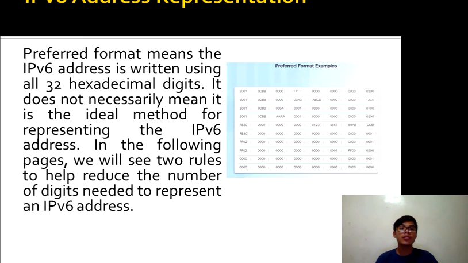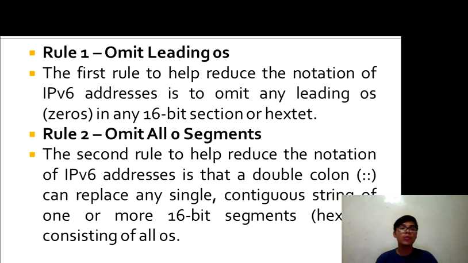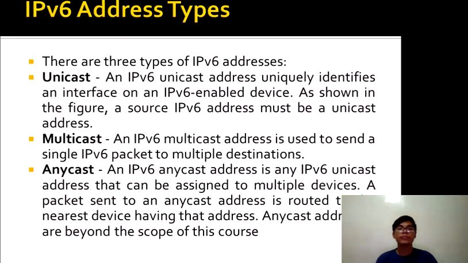IPv6 address representation. The preferred format means the IPv6 address is written using all 32 hexadecimal digits. Rule 1: omit leading 0s. The first rule to help reduce the notation of IPv6 addresses is to omit any leading 0s in any 16-bit section or hextet. Rule 2: omit all 0 segments. The second rule to reduce the notation is called the double colon. It can replace any single contiguous string of one or more 16-bit segments consisting of all 0s.